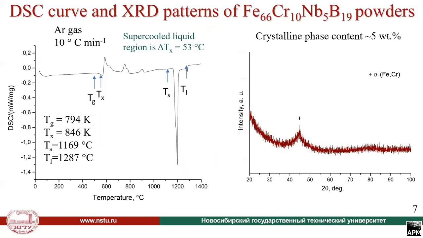Then we made a differential scanning calorimetry investigation to check the transition temperatures. Here are presented the glass transition, crystallization, and the solidus and liquidus temperatures. The interval between the glass transition temperature and the crystallization temperature is called the supercooled liquid region, and it is 53 degrees Celsius, which means that this alloy has a high glass forming ability.